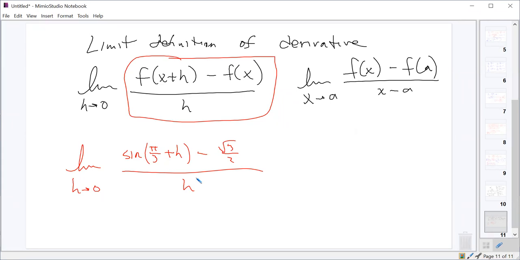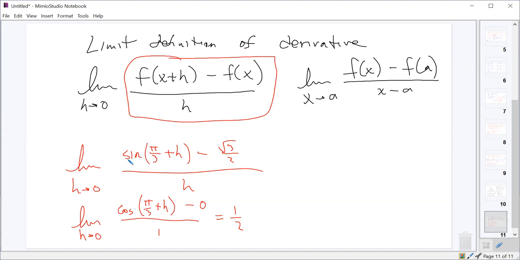But what you'll note is that the first thing you should do is just plug in 0, right? Sine of pi over 3 is root 3 over 2, minus root 3 over 2 is 0 over 0. So it's indeterminate. So the first thing that you could do is say, all right, I just need to take the derivative of the top, and I need to take the derivative of the bottom. So you could do that and get the limit as h approaches 0 of the cosine of pi over 3 plus h minus 0 over 1. And we'd note that that should just be the cosine of pi over 3, which is a half. We might also note, though, that this is in the form of the limit definition of the derivative. The function is sine.